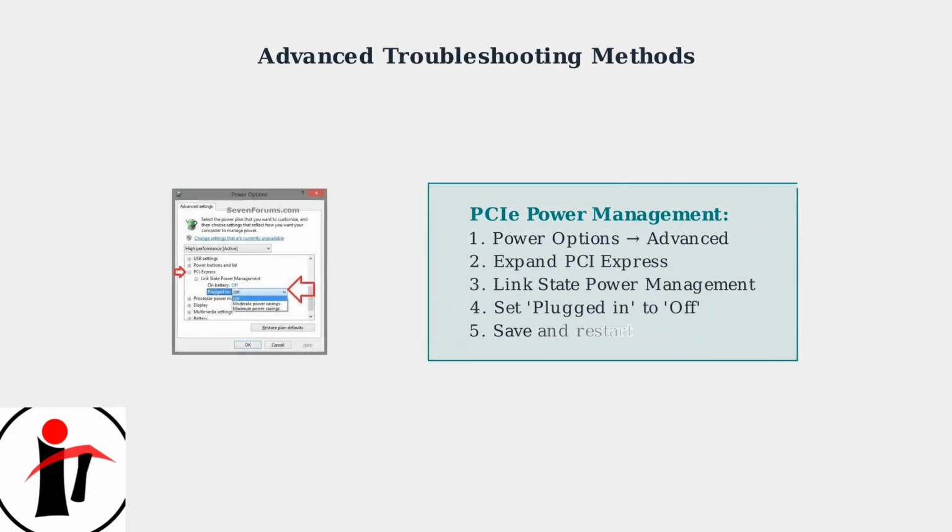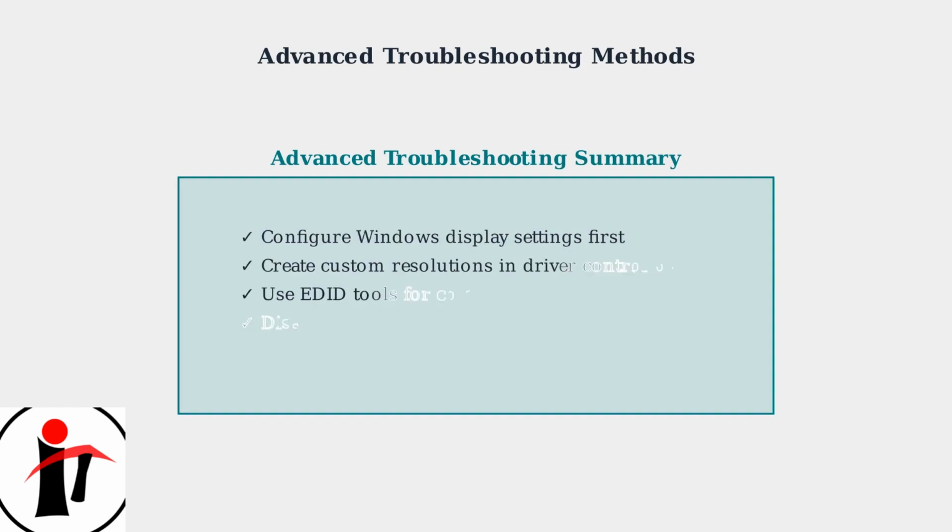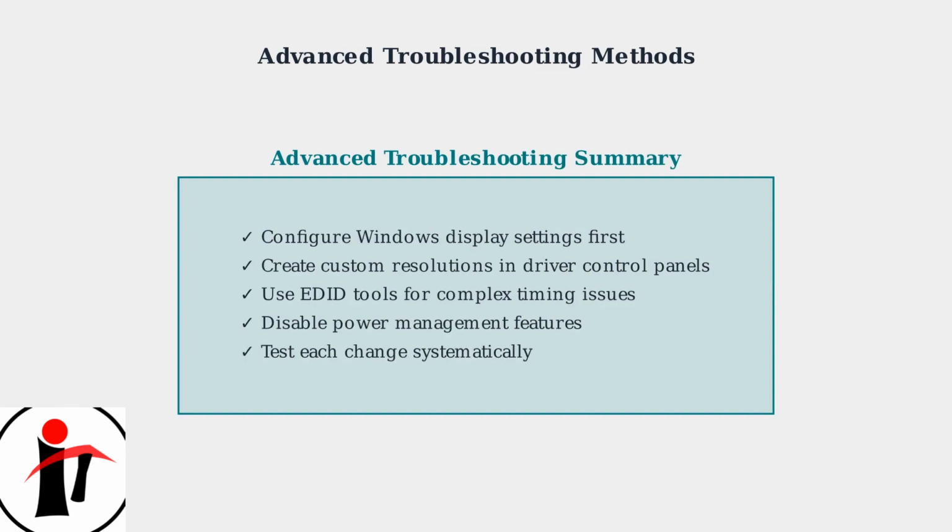Finally, adjust PCIe Link State Power Management. Set this to off to prevent your graphics card from reducing power to the display connection during operation. These advanced troubleshooting steps address the most common causes of persistent no-signal issues. Start with display settings, then try custom resolutions, and use power management adjustments as a last resort.